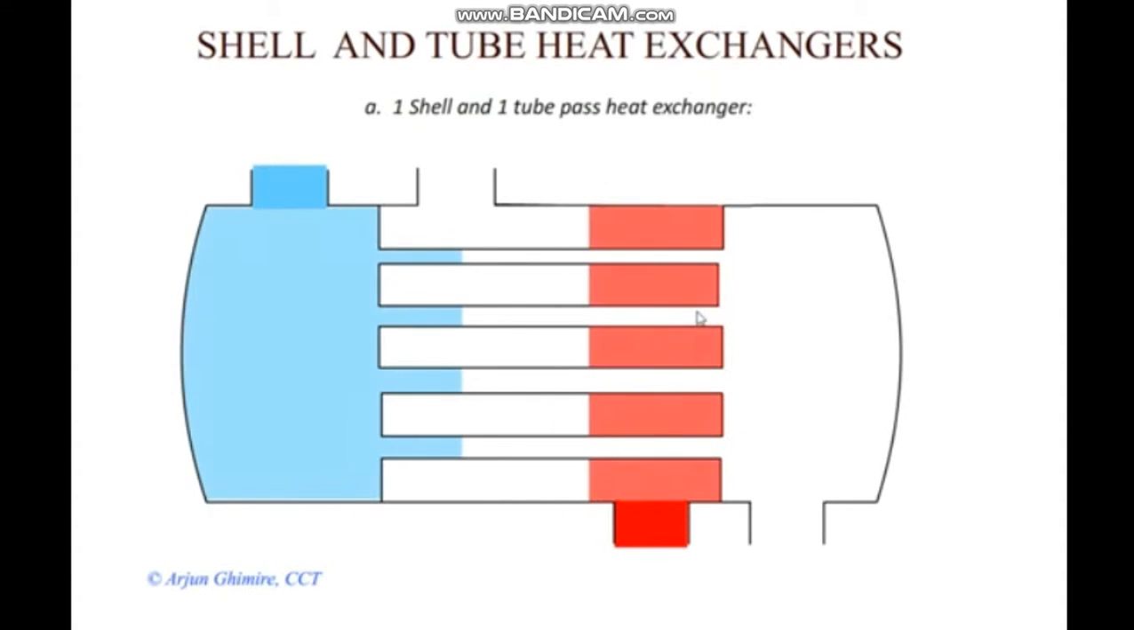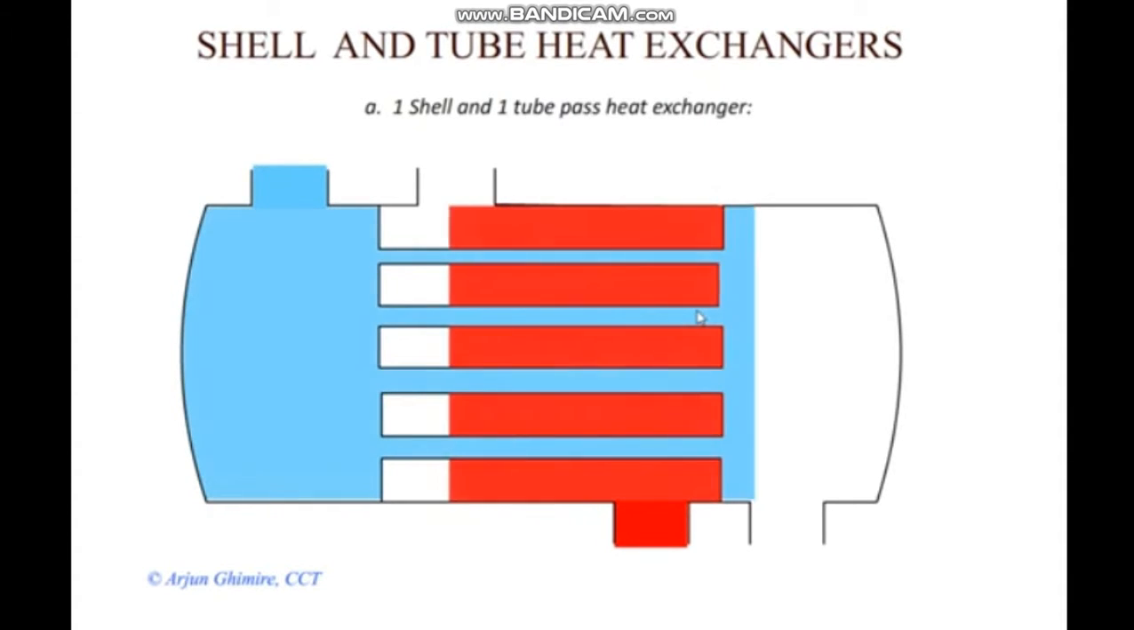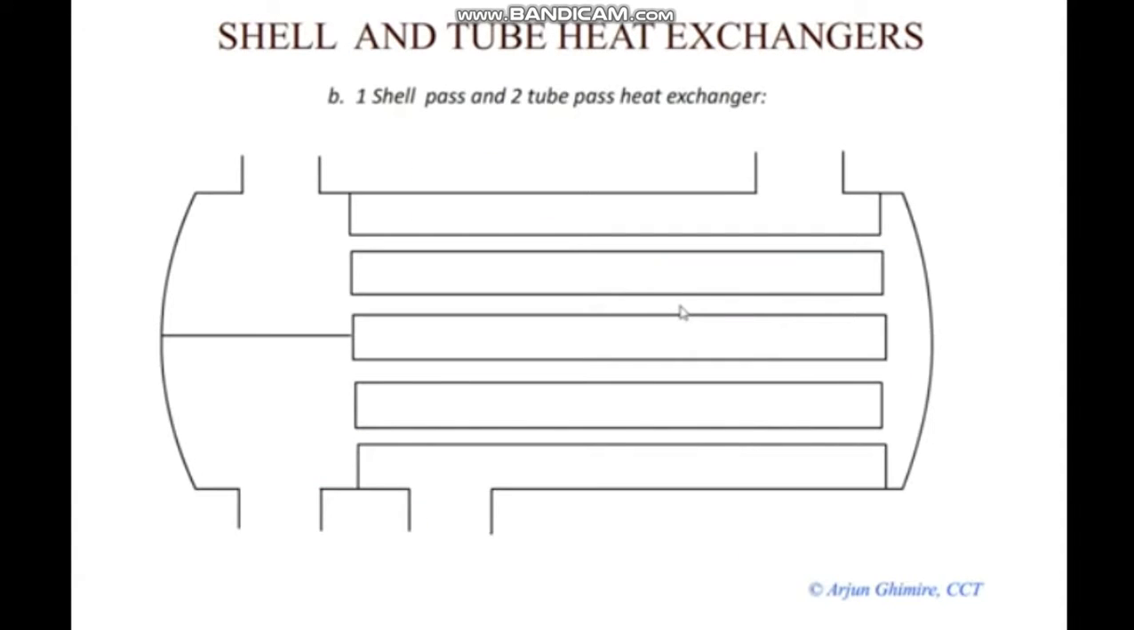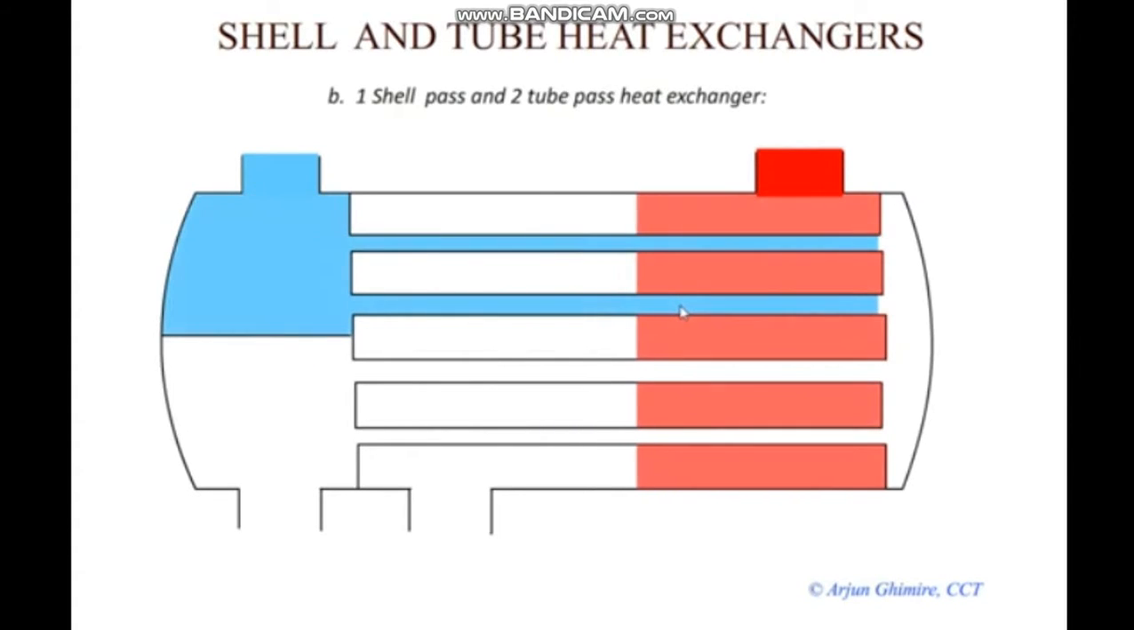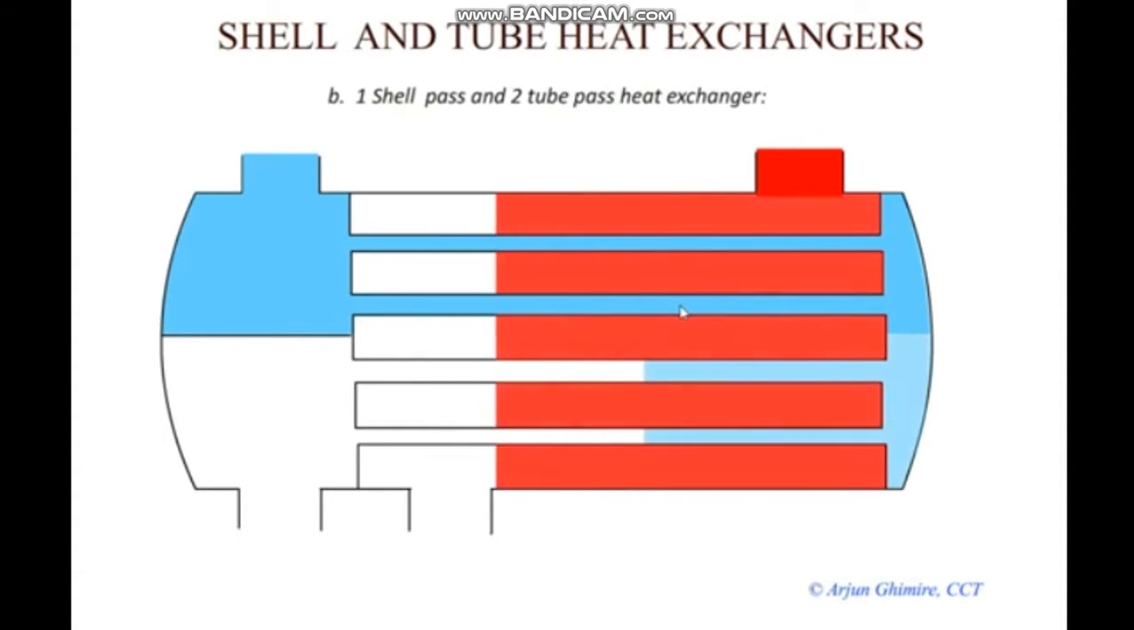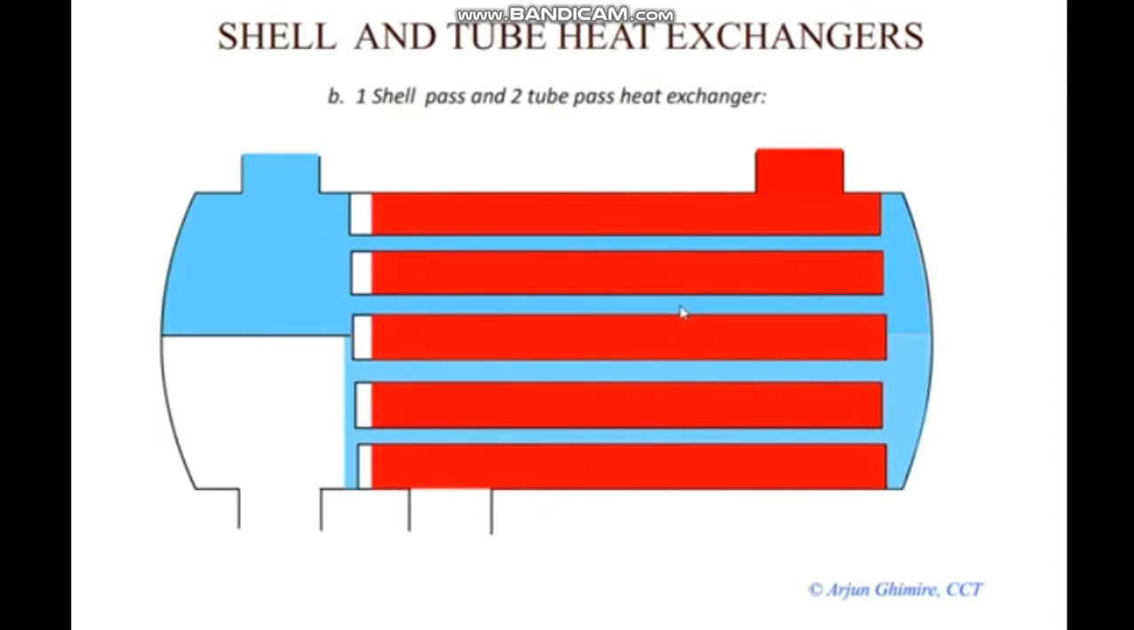In a single-pass heat exchanger, fluids pass each other once only. In a multi-pass heat exchanger, fluids pass each other more than once. Flow is reversed in the tubes by use of one or more sets of U-bends in the tube.